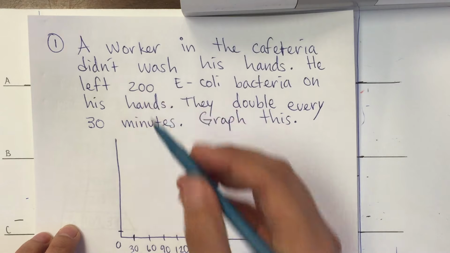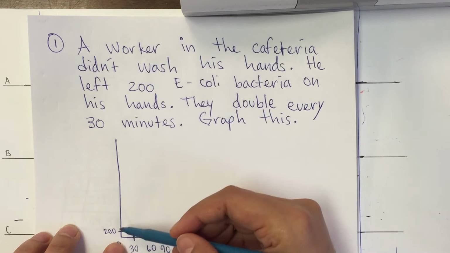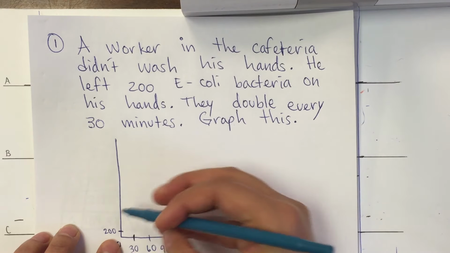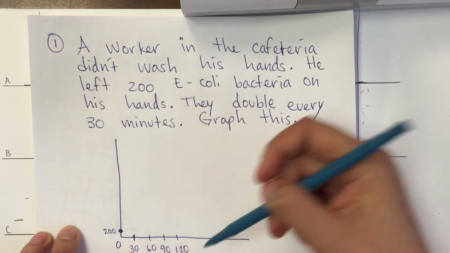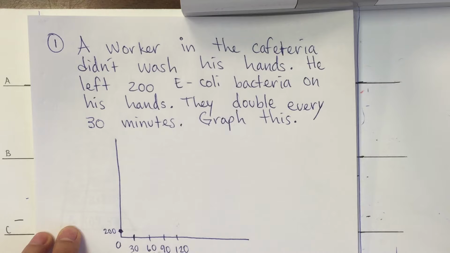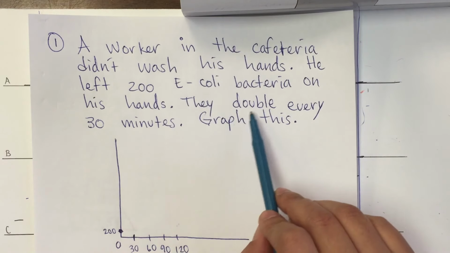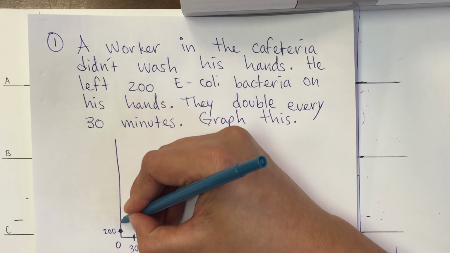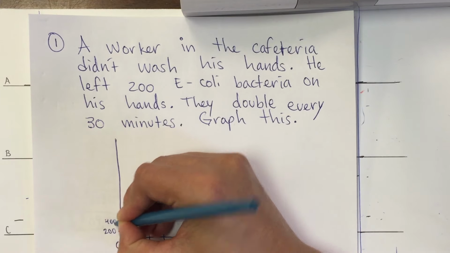Or sketching, actually. So we start at 200, and I'm going to start very small just because exponential functions grow very fast. We start with 200, that's the initial point. The cycle is every 30 minutes, that's why it's important that we write in here how often this happens. It says that E. coli doubles every 30 minutes. So if this is 200, then it's going to double to 400, which is about right there.